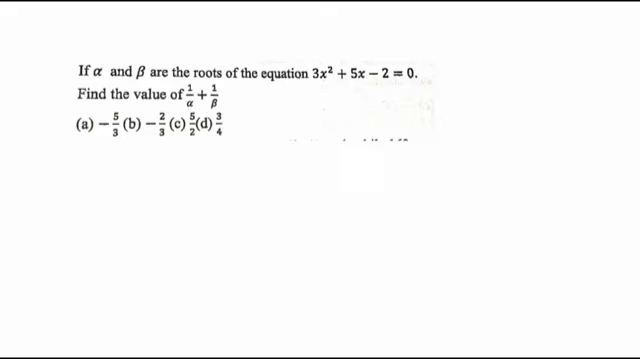Okay guys, so let's dive into the solution of this JAMB past question, the mathematics past question. I'll read the question and we solve it. The question is: if alpha and beta are the roots of the equation 3s squared plus 5s minus 2 equals 0, find the value of 1 over alpha plus 1 over beta, and here we have the options.